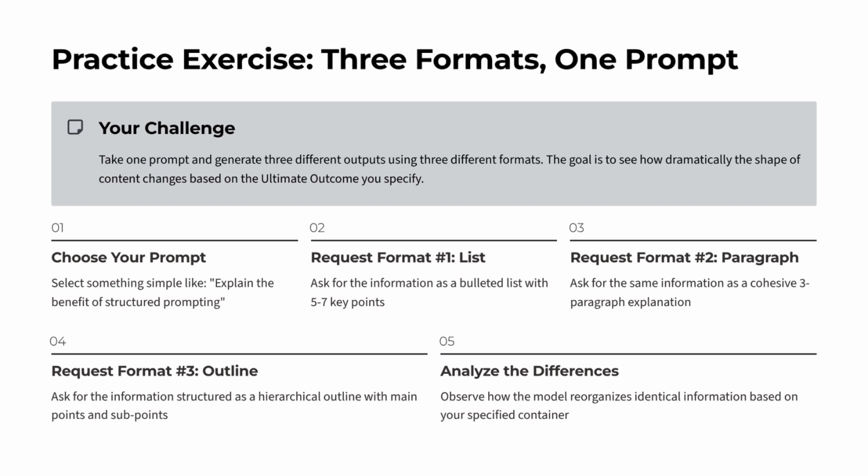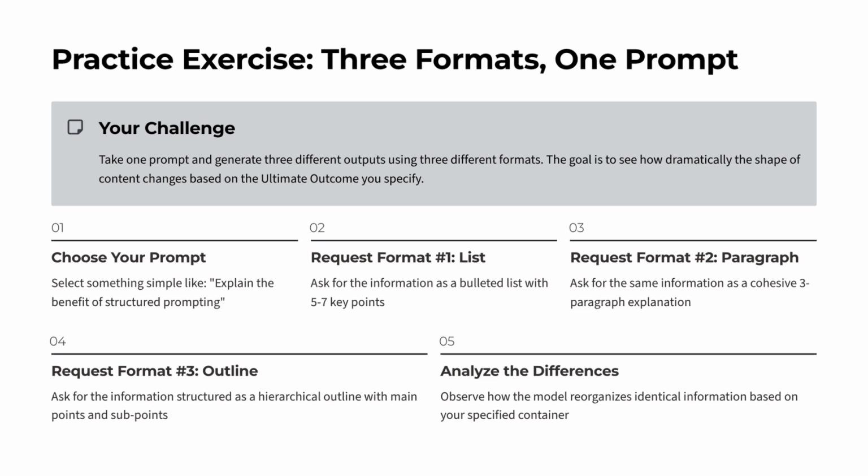Now let's move into the practice exercise for this lesson. You will take one prompt and generate 3 different outputs using 3 different formats. The goal is to see how dramatically the shape of the content changes based on the ultimate outcome you specify. Choose a simple prompt, something like, explain the benefit of structured prompting. Then ask for it in 3 formats.